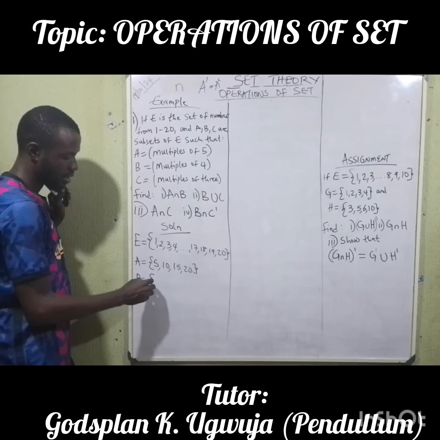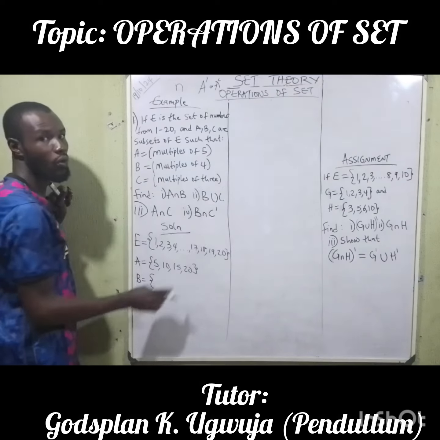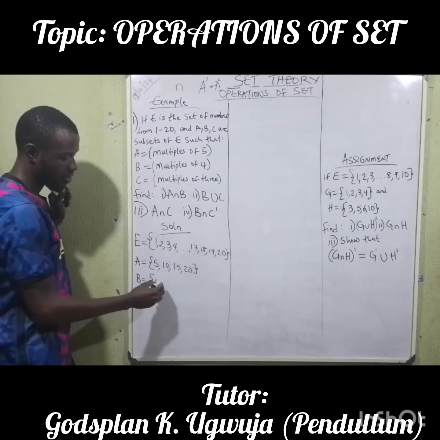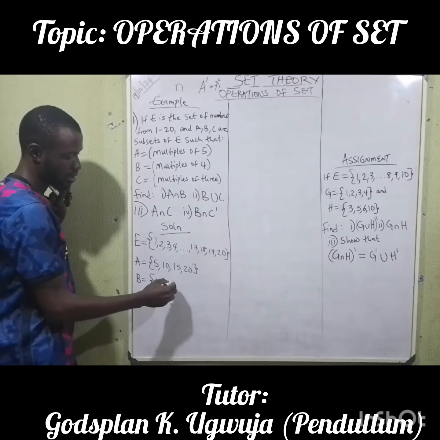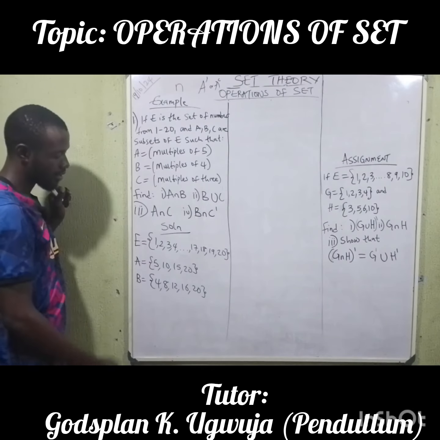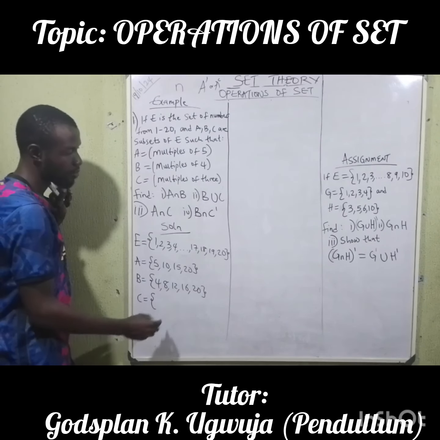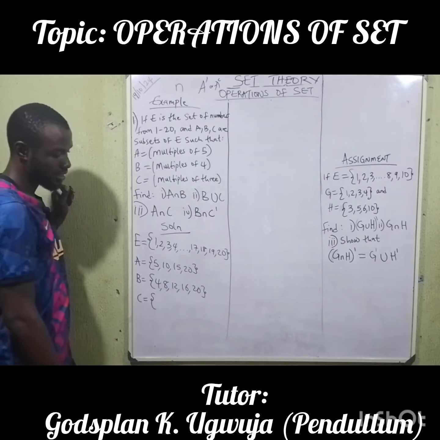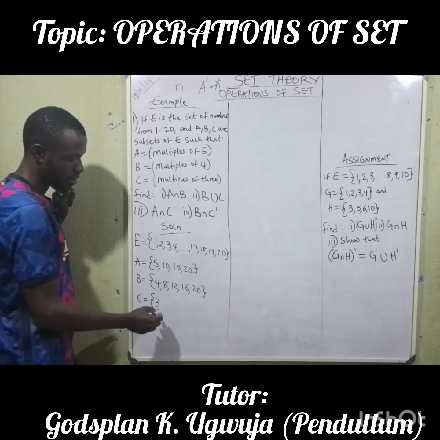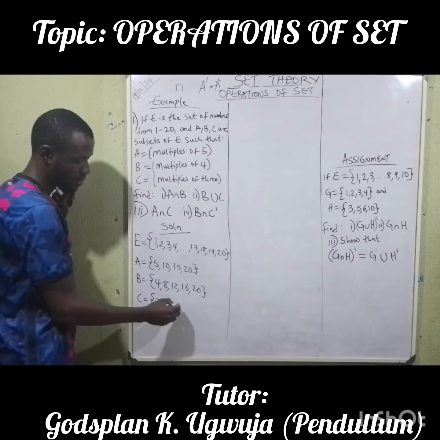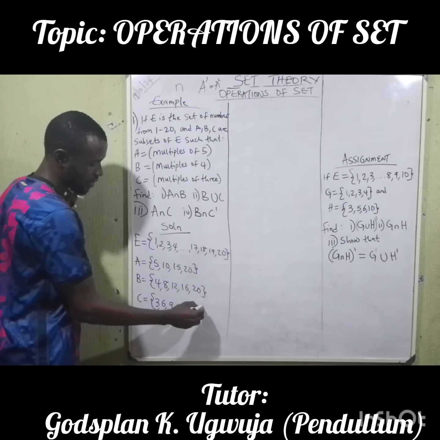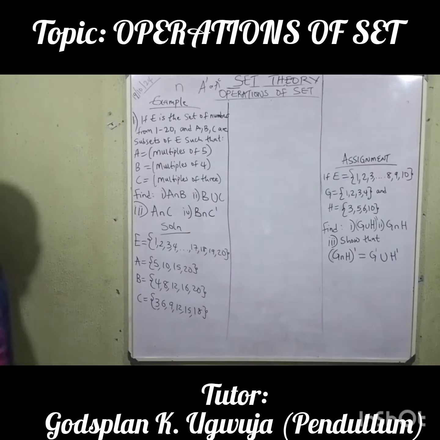For set B, the set B contains multiples of 4. So all the numbers that 4 can divide without a remainder between 1 and 20. So that's 4, 8, 12, 16, and 20. And then finally, C contains elements that are multiples of 3. All the numbers that 3 can divide without a remainder between 1 and 20. So we have 3, 6, 9, 12, 15, 18. Alright, so we brought out our sets.